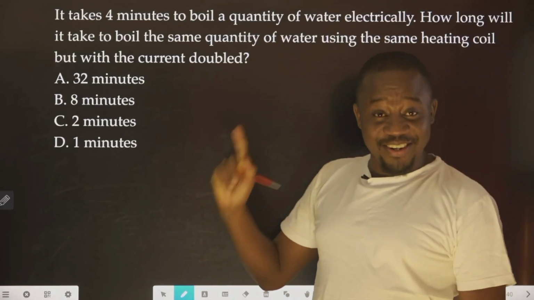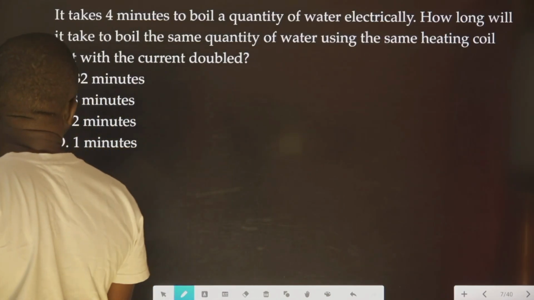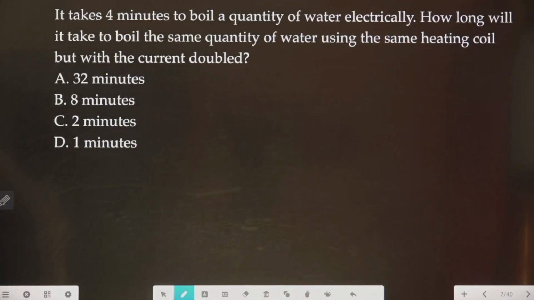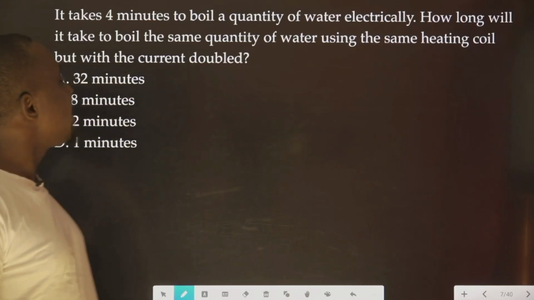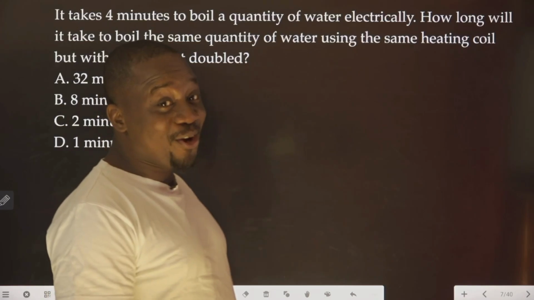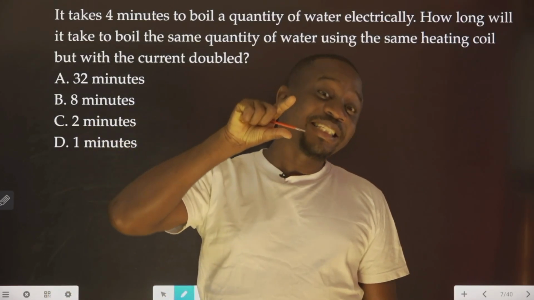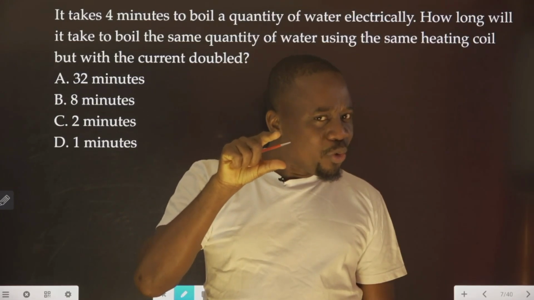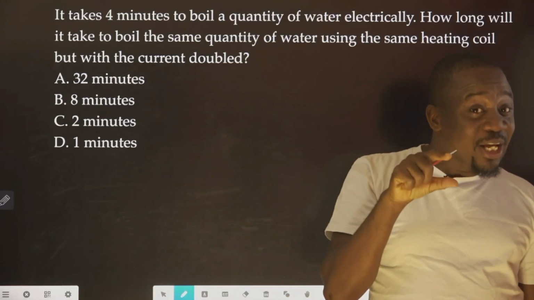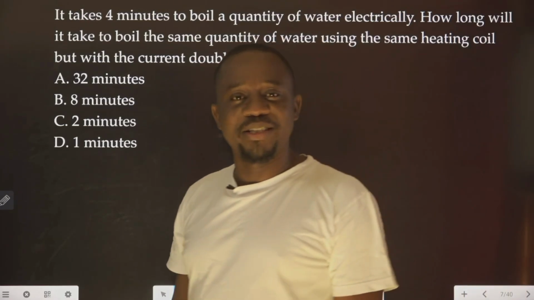Let's look at this question. It says it takes 4 minutes to boil a quantity of water electrically. How long will it take to boil the same quantity of water using the same heater coil but with the current doubled? You know your country has no light, right? Maybe NEPA will bring light and the light is very low. You are boiling water. Later you want to boil the same quantity of water but with double current. What will happen? Calculate it, physics student.